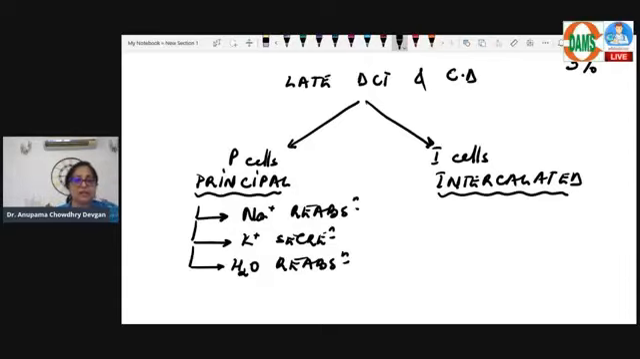There are two types of cells. They are histologically similar. P cells and I cells. P cells are principal cells and I cells are intercalated cells.